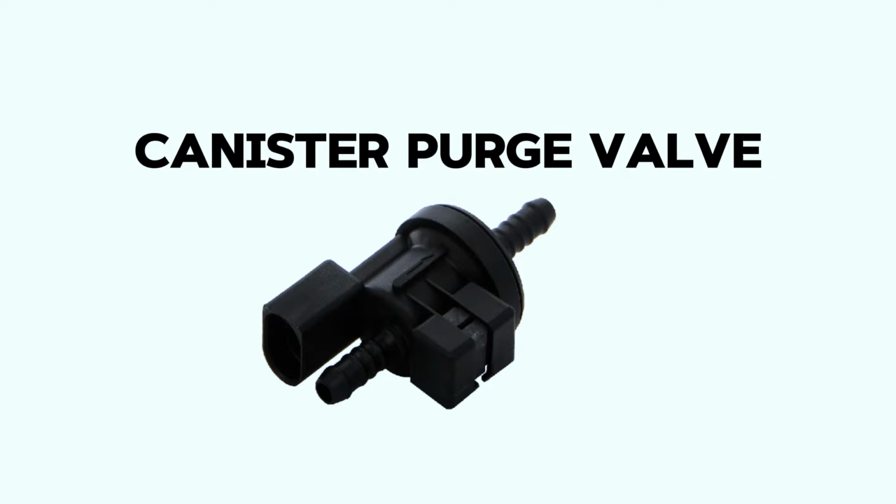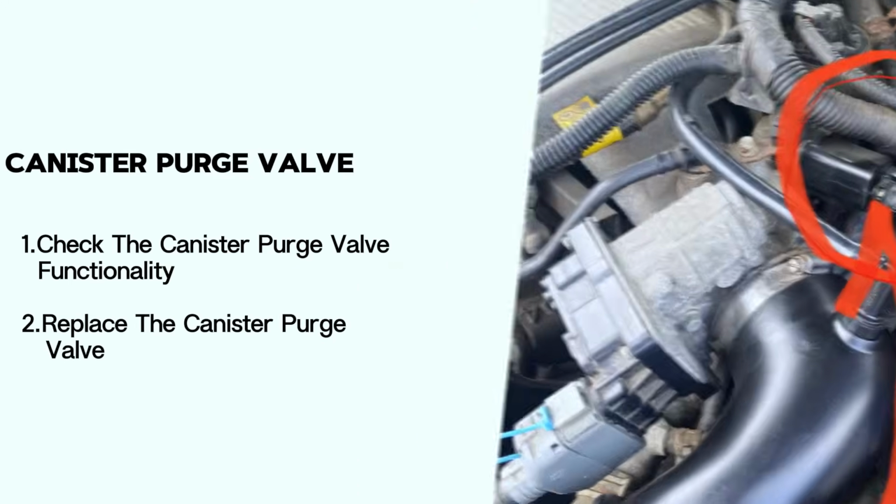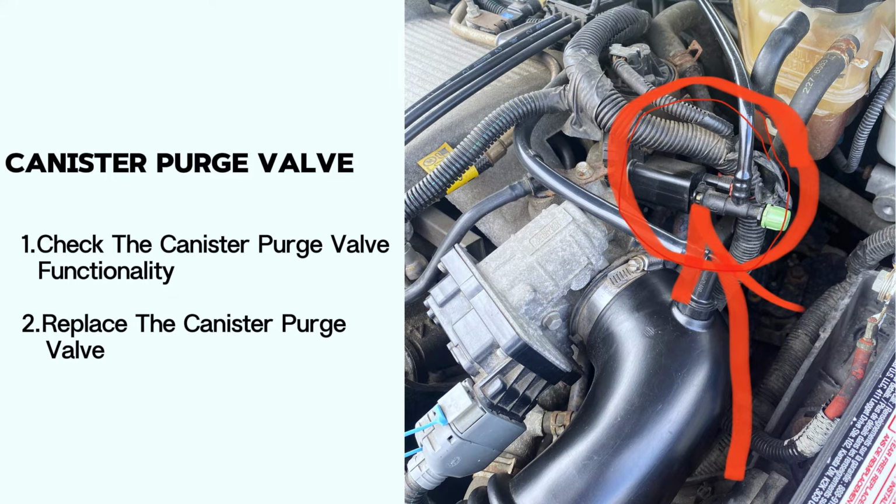Method 2. Canister purge valve. This method requires the engine to be running. The canister purge valve controls airflow in the evap system. If it's stuck open, it can cause a leak. Locate the canister purge valve. It's usually connected to a hose near the engine intake.